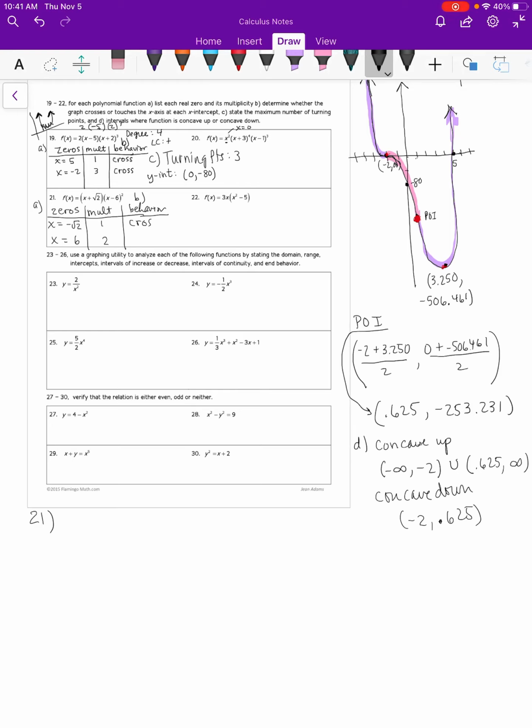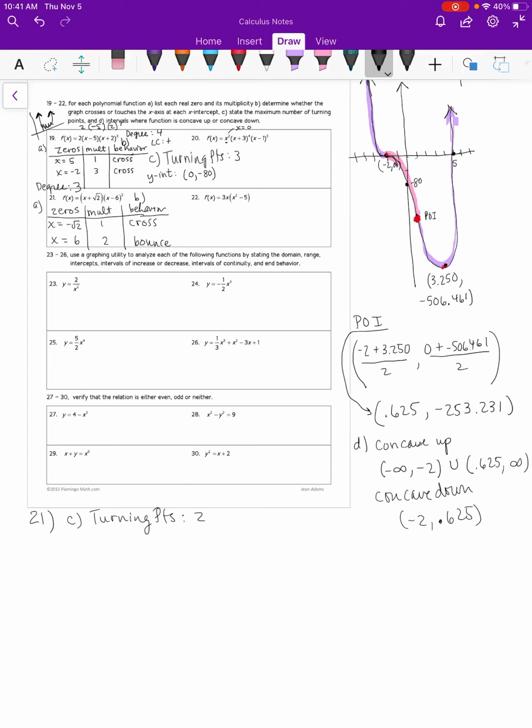This one's going to cross at x equals negative square root of 2, and this one is going to bounce, or just touch the x-axis, at x equals 6. So there's your part A, your part B. If we look at the degree of this number 21, we can see that's x to the first times x to the second, so that's going to be x to the third. So it's a third degree. And so for part C, the number of turning points is going to be 1 less than that degree, so it's going to be 2.